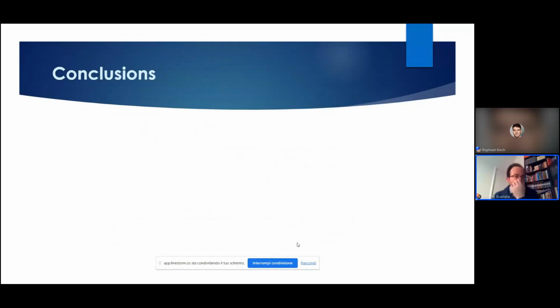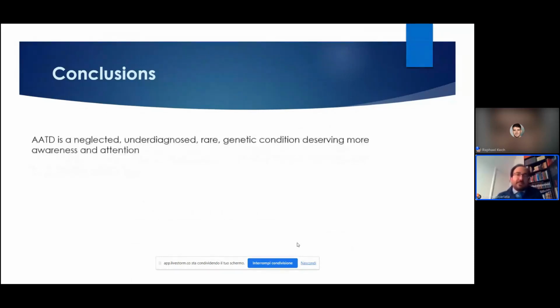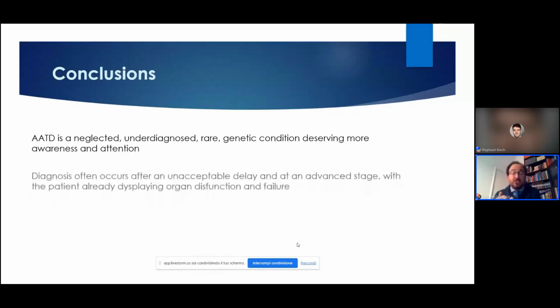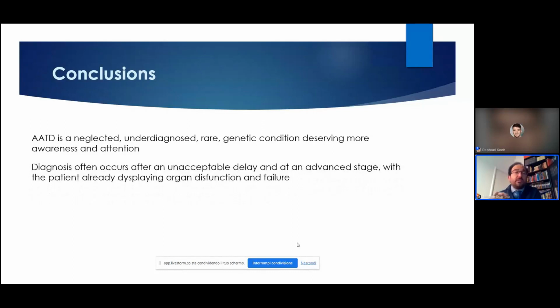So, in order to conclude, I would like to say that alpha-1 antitrypsin deficiency is a neglected, underdiagnosed, rare genetic condition that for sure deserves more awareness and attention in the medical community, both of clinicians and non-clinicians. Diagnosis of the deficiency often occurs after an unacceptable delay and at an advanced stage, with the patients already displaying organ dysfunction and even failure.